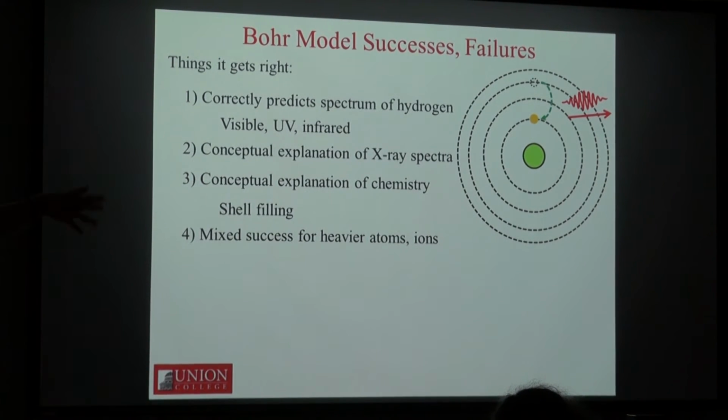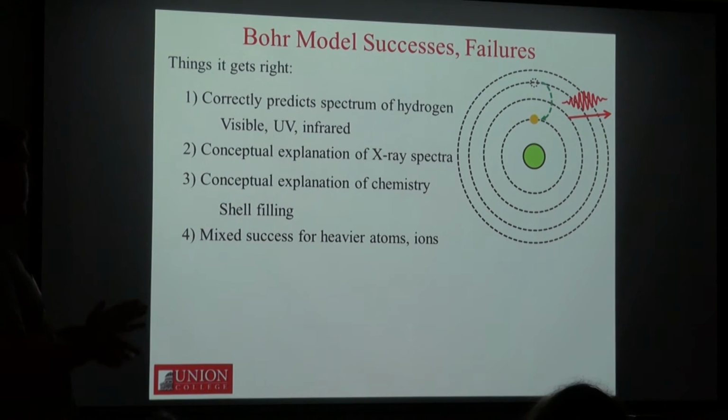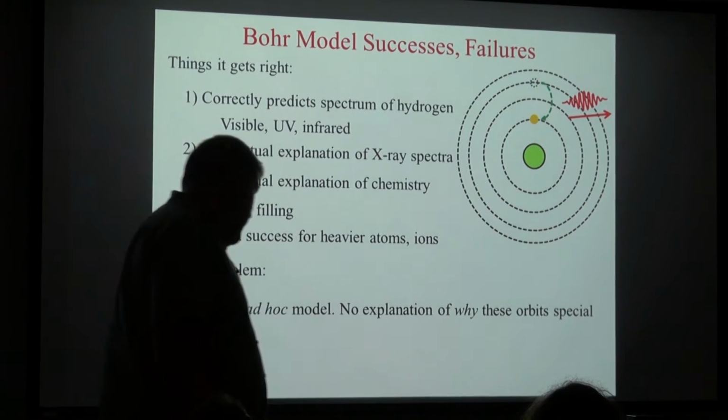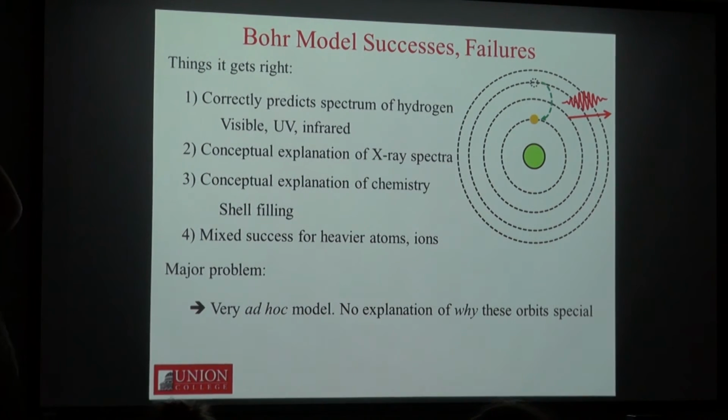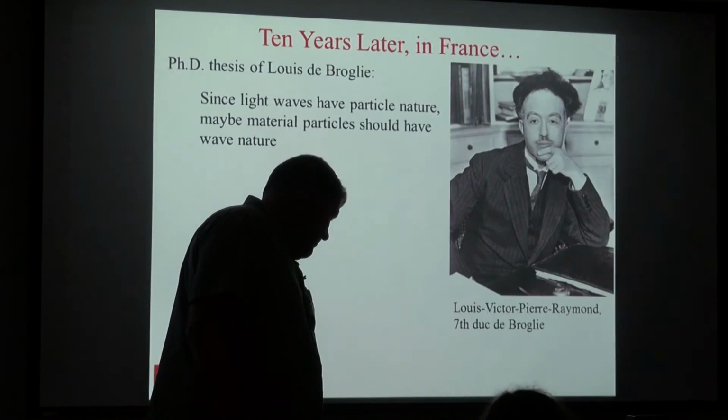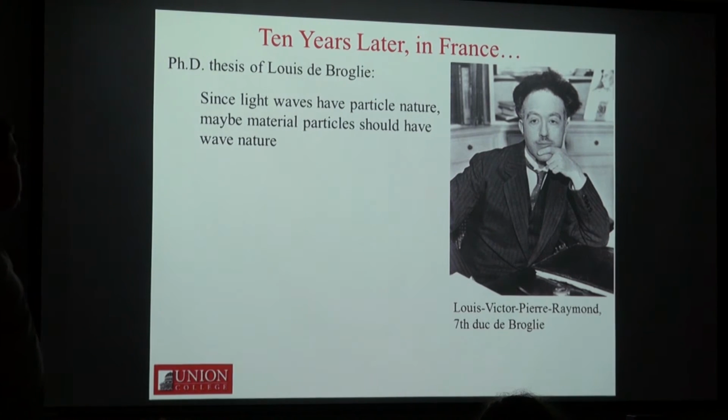There's a period where people spend a lot of time doing refinements of this. If you make the orbits not circles but ellipses, you can add some extra bells and whistles, and be a little more successful explaining other things. The problem is there isn't a particularly good reason why you would want those particular orbits to be special. And so the question is, why would that be special? And this is where things get really strange.